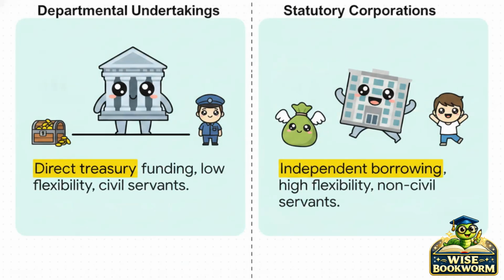When you contrast these two side by side, the leap in autonomy becomes completely obvious. On the left, you've got departmental undertakings tied directly to the Treasury and run exclusively by government civil servants. On the right, statutory corporations enjoy independent borrowing and a high degree of operational flexibility, and they're run by non-civil servant employees. It's a very clear, deliberate attempt to merge the overarching power of the state with the kind of operational hustle you usually only see in private enterprises.